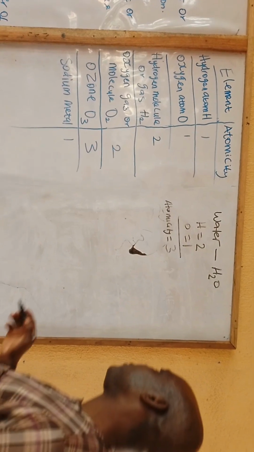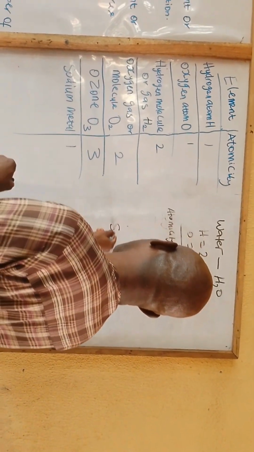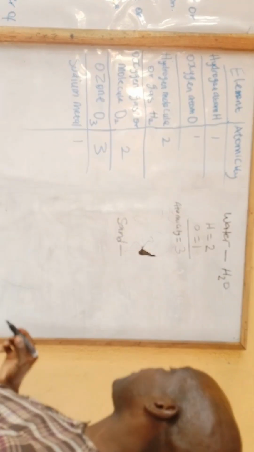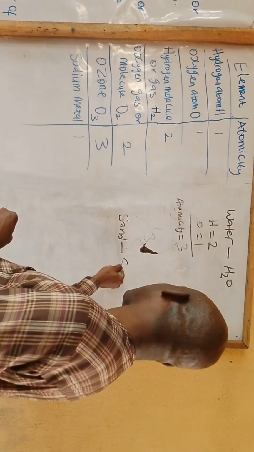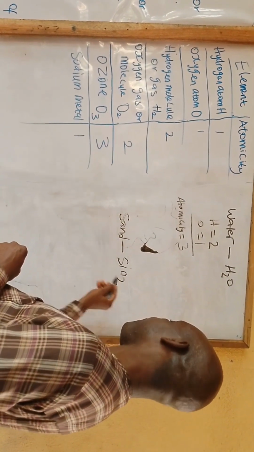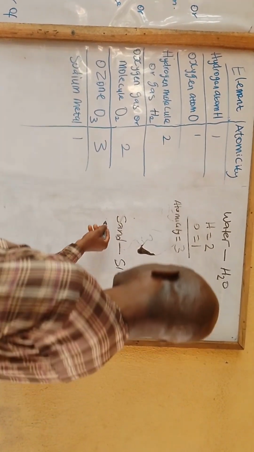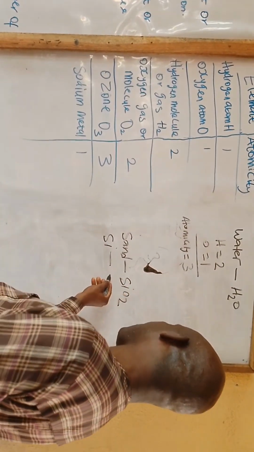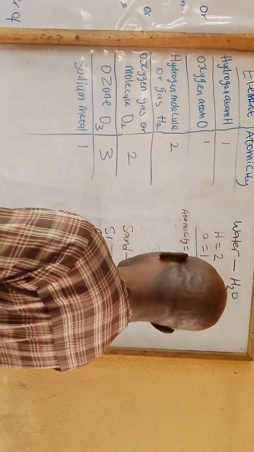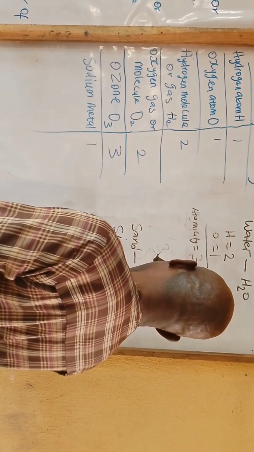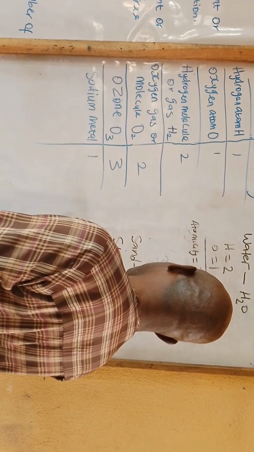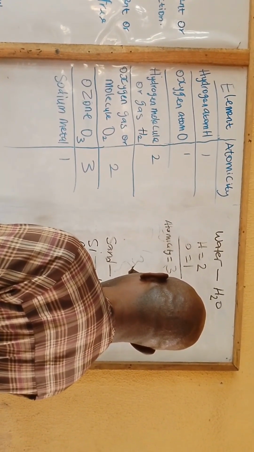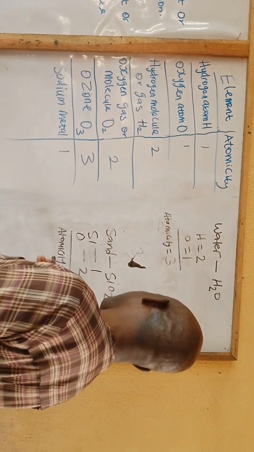Sand is another compound. You have to find the atomicity of sand. The first thing to do is to be able to write the correct formula for sand. And sand is what? Silicon oxide, SiO2. So in that, you have silicon to have 1 atom. Oxygen has 2 atoms. So therefore, when you add everything together, the atomicity of silicon oxide, which represents sand, is also 3.